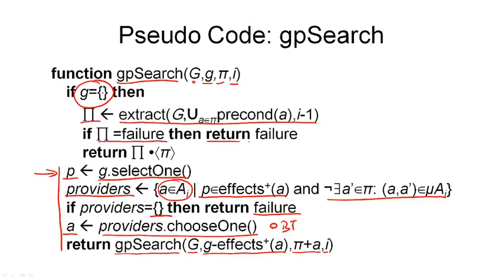If it did return failure, then we simply pass this through. And if it returned a plan, then we need to concatenate this new layer, this new action layer, the chosen actions in this action layer, to this plan, and return this as the result of the function. And that concludes the backward search through our planning graph.